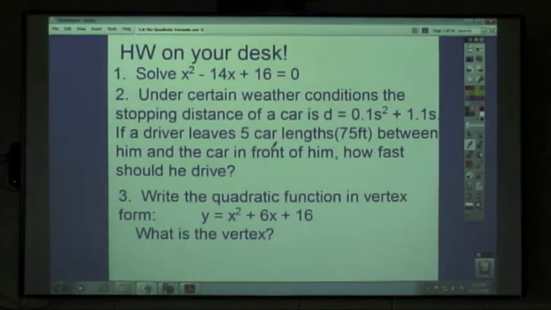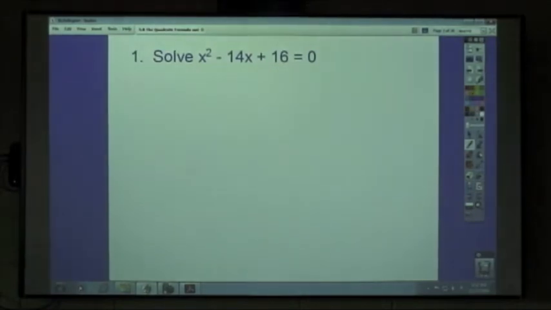So here's a little bit of review from what we did last time in class. On number one, you are solving this equation. First thing that you should notice is that the factors of 16 will not give you 14 in the middle. So the way that you solve this is by what we did last time in class called completing the square. The first thing that I normally do, just like I told you guys last time in class, is I take the negative 16 over to the other side.